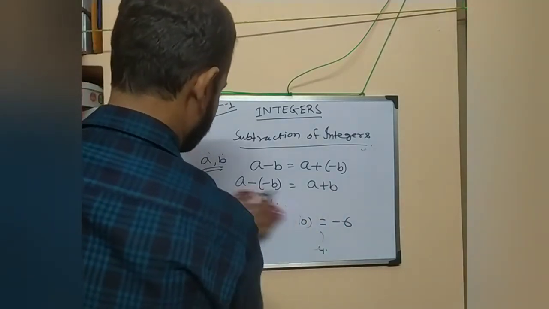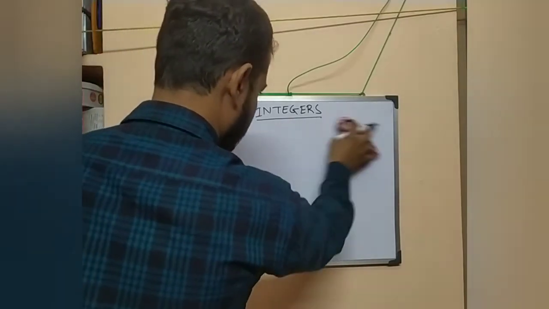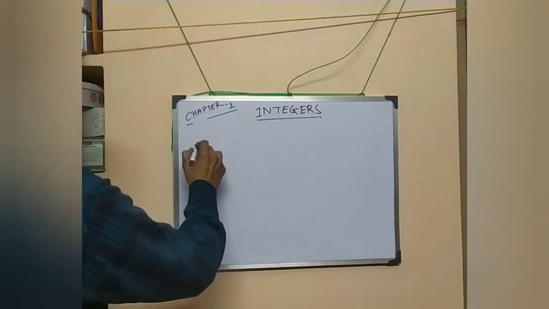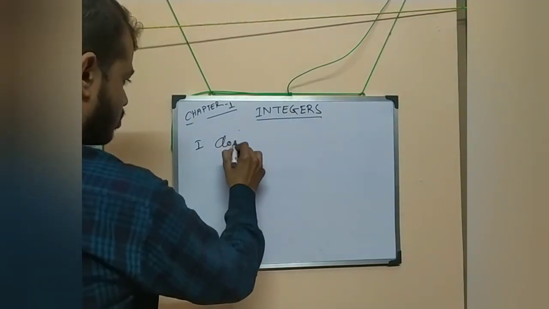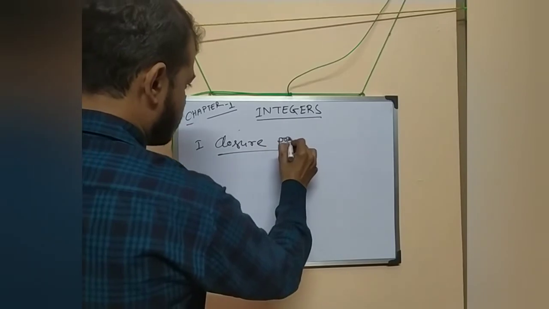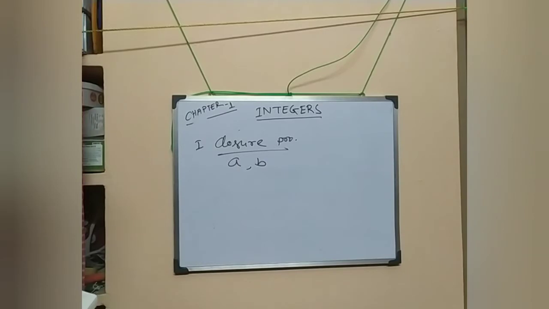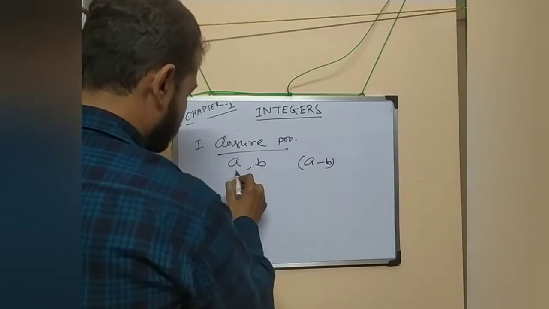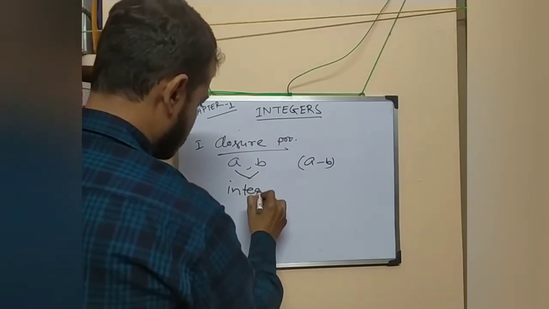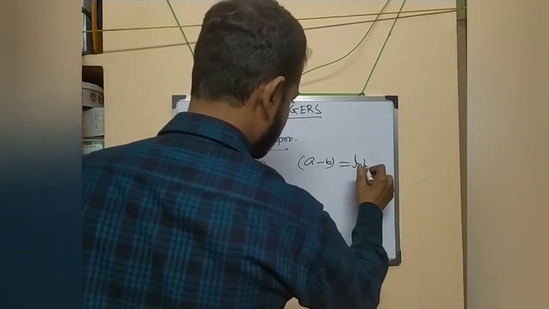Now next we see some properties of subtraction for integers. Property number 1, the closure property. Any two integers a and b, if we subtract them, that means a minus b, if these two are integers, then a minus b is also an integer.